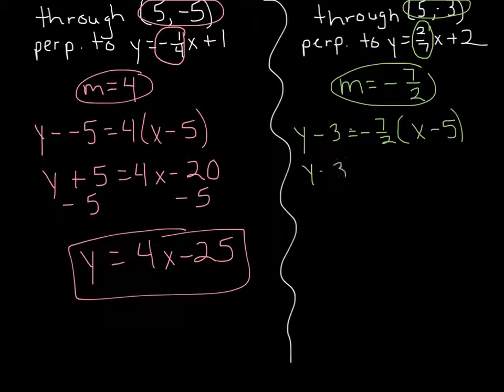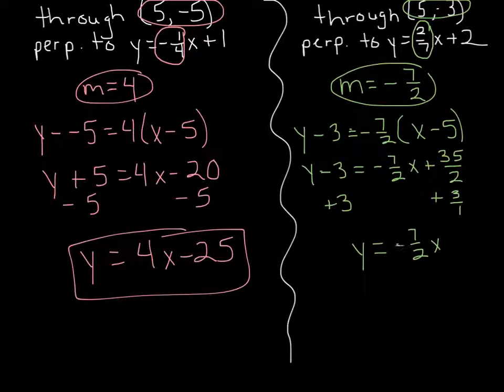So y minus 3 equals negative 7 over 2 x plus 35 over 2. Then we need to add 3 or add 3 over 1. So y equals negative 7 over 2x. Let's add these, get the common denominator. 35 over 2 plus 6 over 2 equals 41 over 2. So plus 41 over 2.